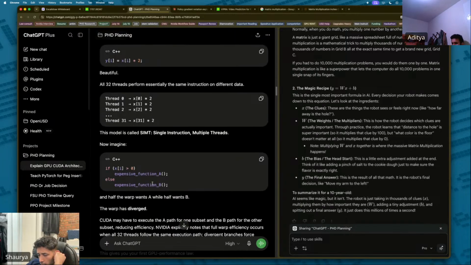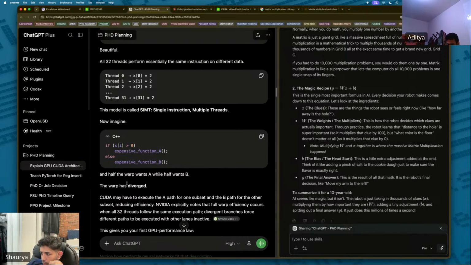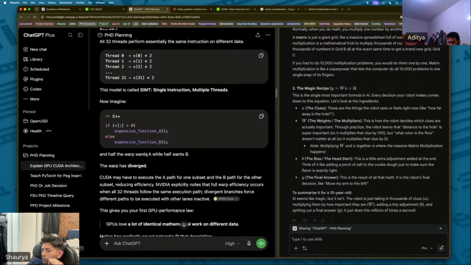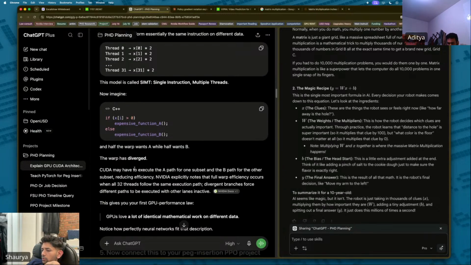Now imagine if x of i is greater than 0, run expensive function A, else expensive function B, and half the warp wants A while half wants B. The warp has diverged. CUDA may have to execute path A for one subset and path B for the other subset. Efficiency occurs when 32 threads follow the same execution path. Divergent branches force different paths to be executed with other lanes inactive.